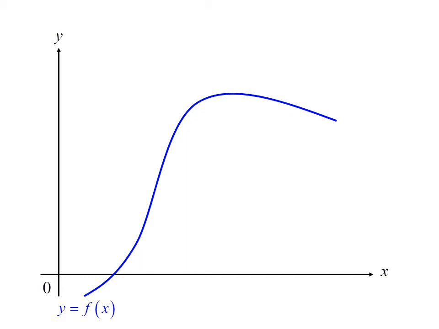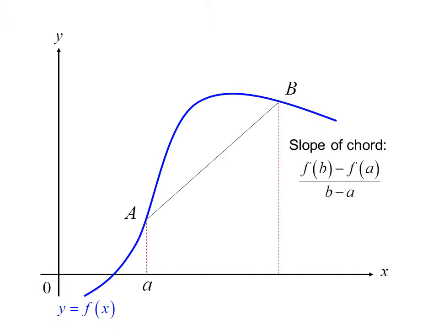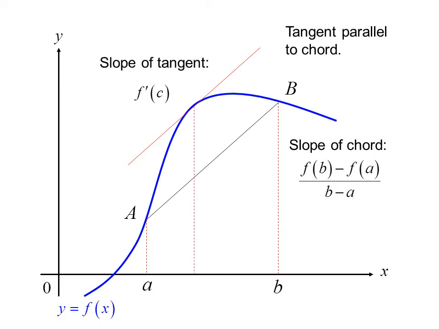In this example of an arbitrary function y equals f of x, if we consider two points a and b, the slope of the chord between points a and b is f of b minus f of a over b minus a. That is change in y over change in x. And we see that there's a tangent parallel to the chord at some point between x is a and x is b. The slope of the tangent is the first derivative, f prime of c.